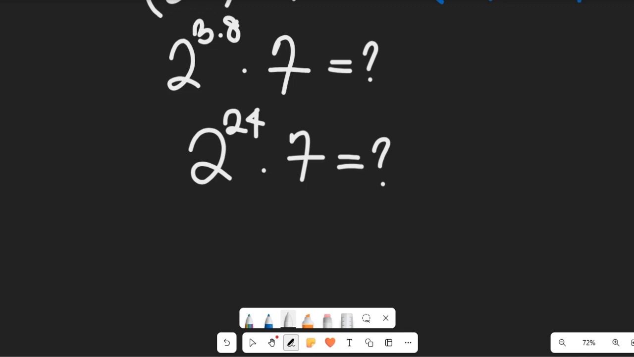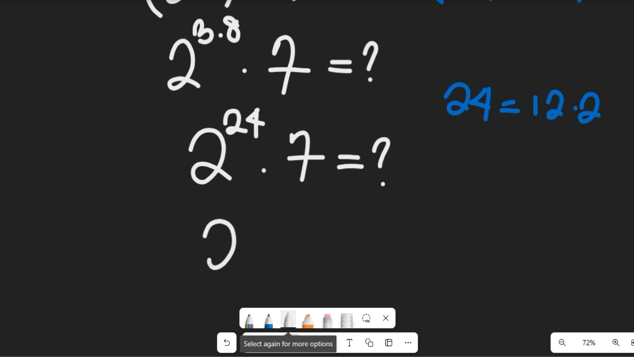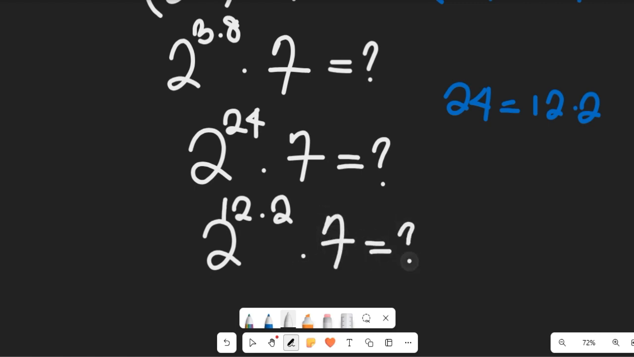Now if we look at this, I can still break down this. If I break down this, 24 can still be equal to 12 multiplied by 2, right? If 24 gives me 12 multiplied by 2, so this will give me 2 to the power of 12 multiplied by 2. All this will multiply 7, and this will give me what?